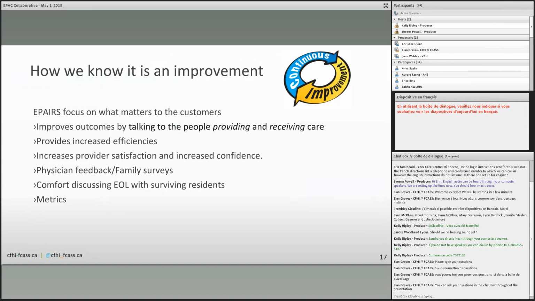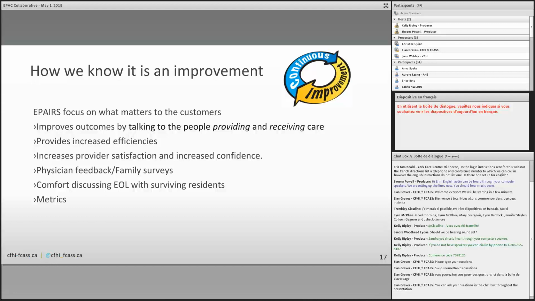So how do we actually know it's an improvement? Well, EPAC focuses on what matters to the customer. So we focus on improved outcomes by listening to the people. We have regular surveys that we provide to families, asking them either just before the death when they're sitting waiting in a room, in the bedroom with the client, there are surveys available, asking them, did we talk to you early enough? Did you have access to all the information you needed? Was the palliative approach brought in at the right time for you?